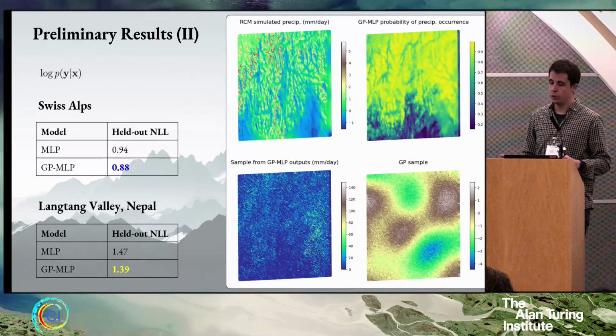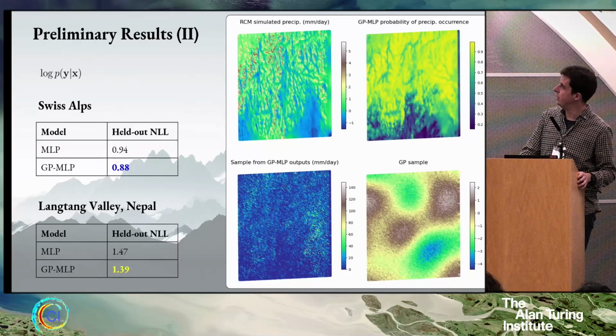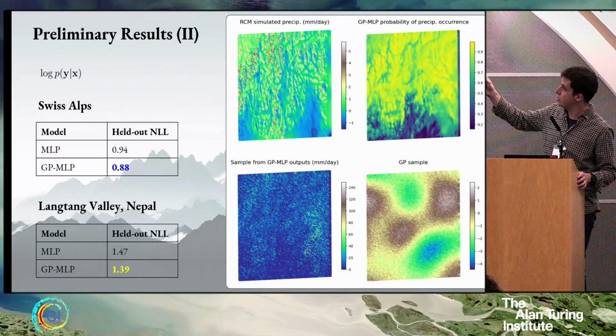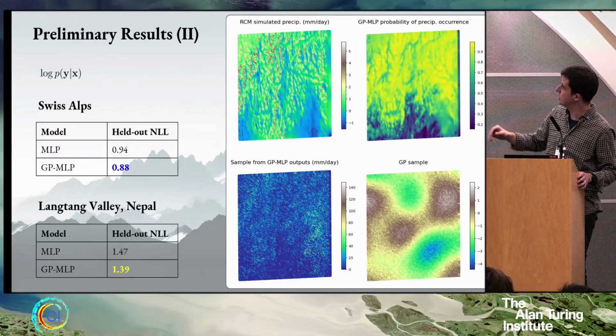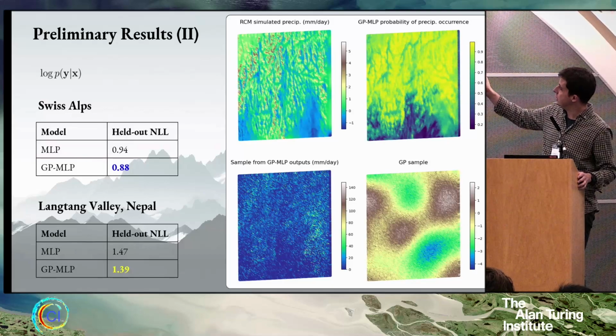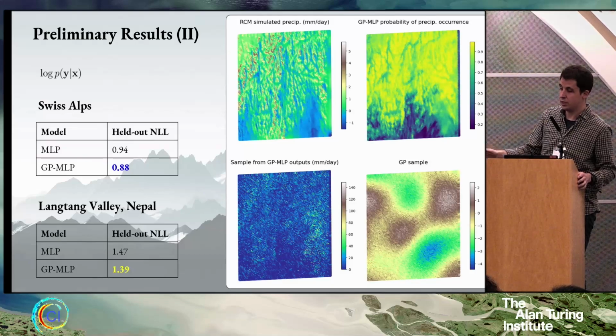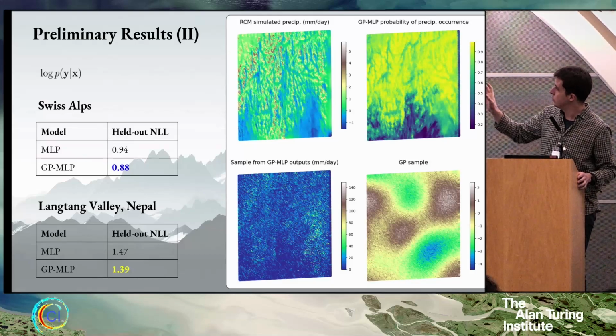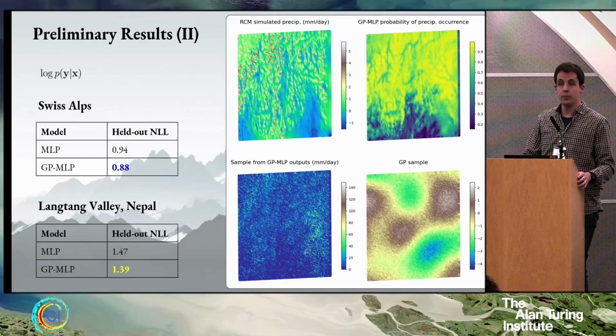So just again to show you a bit visually what I mean here. In the first panel, we have the raw daily precipitation simulated by an RCM, just so that you get an idea of what one of the inputs looks like. And then on the second panel on the top right, we have the probability of precipitation occurrence predicted by this GP MLP model. So far so good.